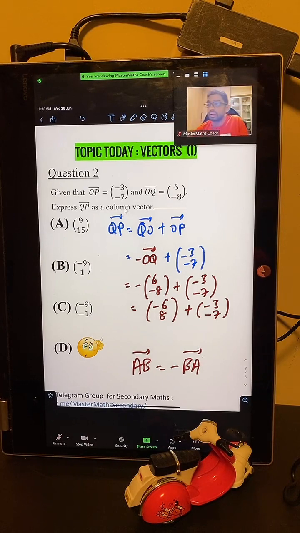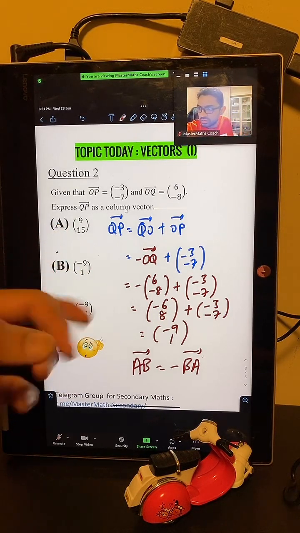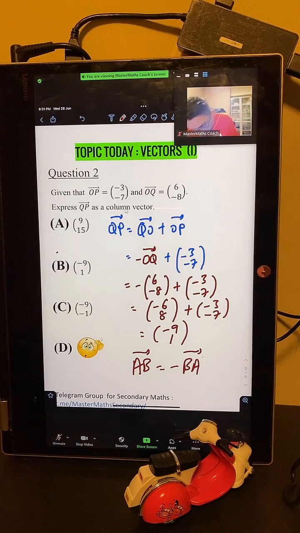Now you do term by term. Negative 6 plus negative 3, and that is negative 9. Then 8 minus 7, that is a positive 1. Answer is negative 9 and 1. My friends, which is your answer now? A, B, C, D? Option is obviously B now that you know the trick to this vectors problem.